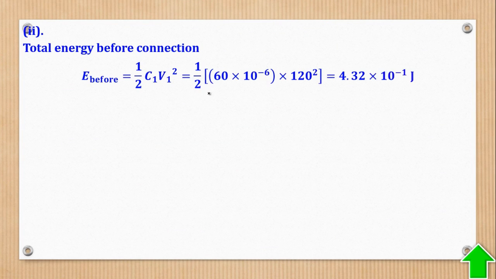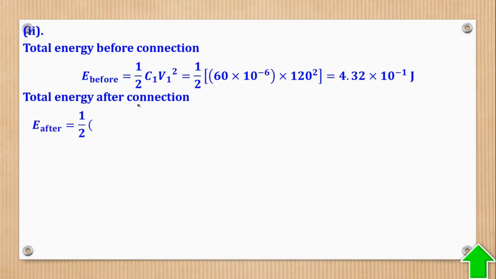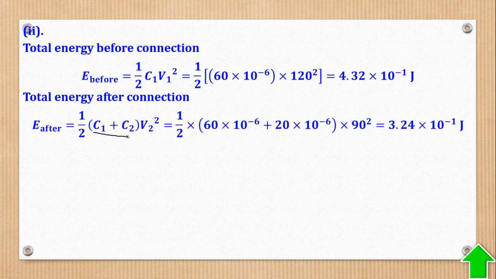So total energy before connection, we shall use a half C1 V1 squared. So substitute for C1 and for V1 squared to give you this as the energy before. What about after connection? After connection, still we shall use a half CV squared. So this will be the total capacitance and the PD, total capacitance, PD, to give you this.